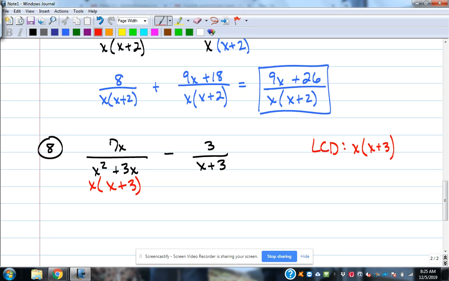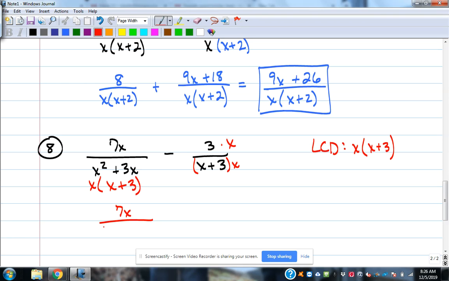The longer one. Yeah, absolutely. Well, it's not necessarily always the longer one. It depends on what the other one has. All right, so it needs to have x and x plus 3 because this one already has all those things. And then this one, so this one needs a what? X. We'll multiply top and bottom by x.